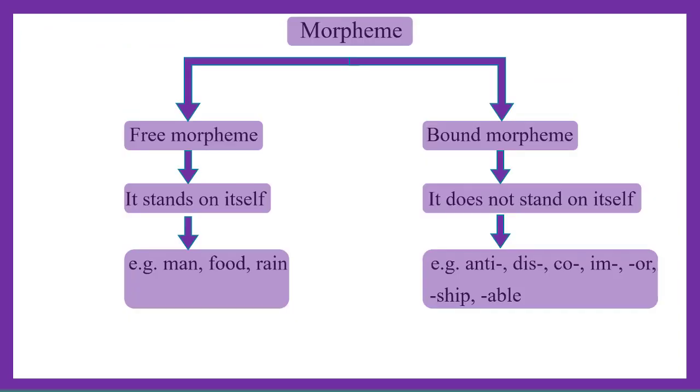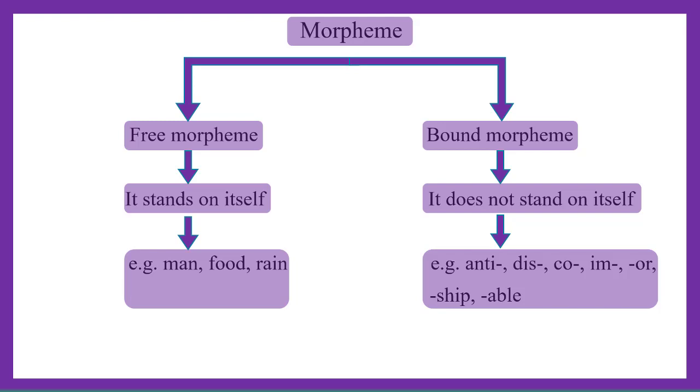This is just a scheme of what we have just introduced. So we have a morpheme. We have two types of morpheme: free morpheme and bound morpheme. A free morpheme stands on itself, like man, food, rain. And then we have bound morpheme, which does not stand on its own.